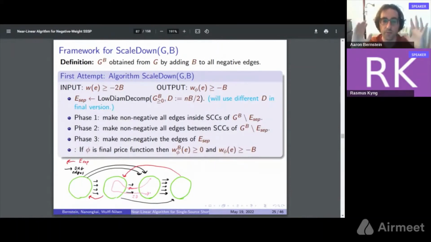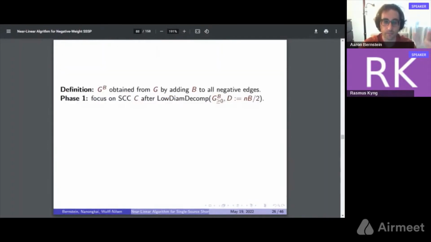So this is just a recap that we have these three phases. And as I said before, phase 1, I think, is the least intuitive. Like, how are we going to take advantage of the fact that we're working inside these SCCs? Why is that going to be easier? So let me immediately jump to phase 1. And this is why we're going to need GB. It's only for phase 1 that it's really important that we switch to GB instead of G.